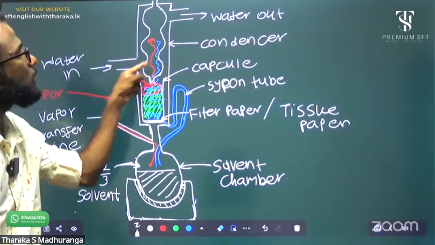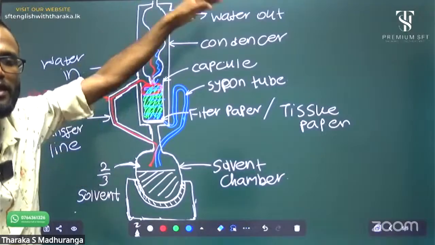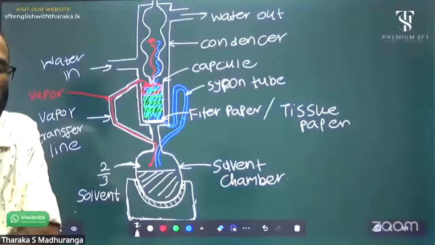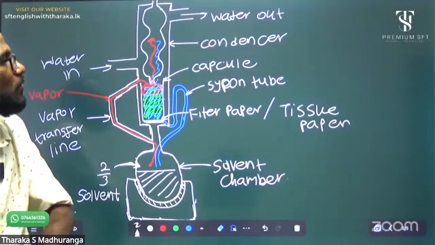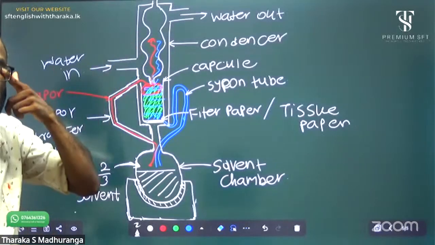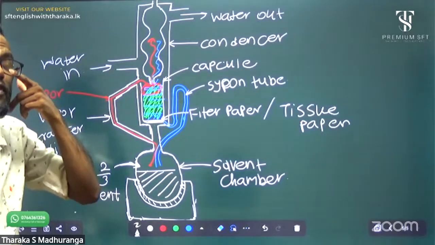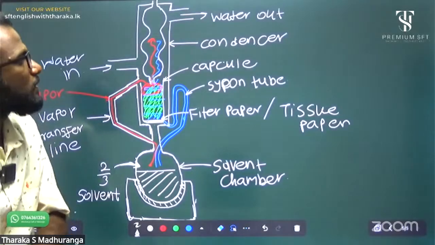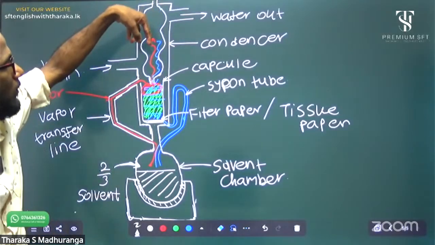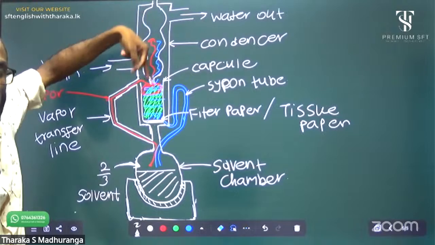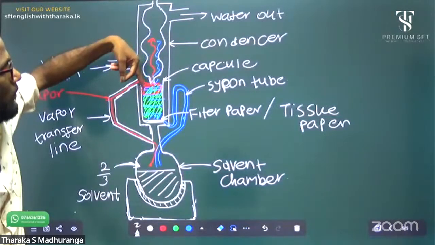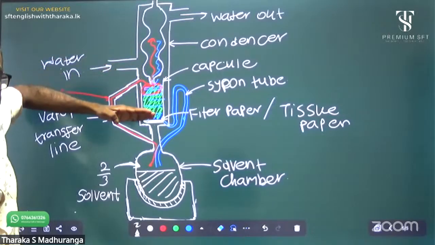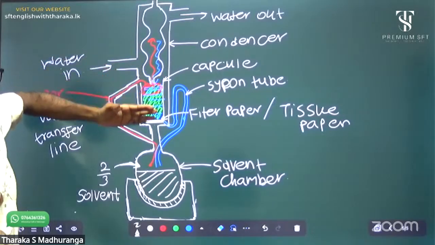It provides continuous water in and water out. It's a full cooling system actually. In the cooling process, the vapor converts into liquid, which we call condensation. After condensing, the condensed solvent again fills into the plant material chamber.